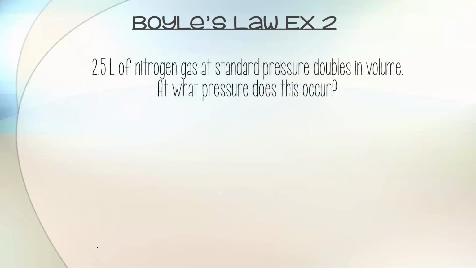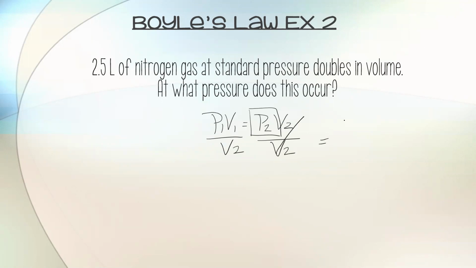All right, next one. 2.5 liters of nitrogen gas at standard pressure doubles in volume. At what pressure does this occur? So once again, we're using Boyle's law. I'm finding P2, which means I have to divide both sides by V2. So I'm left with P1 V1 over V2 equals P2.